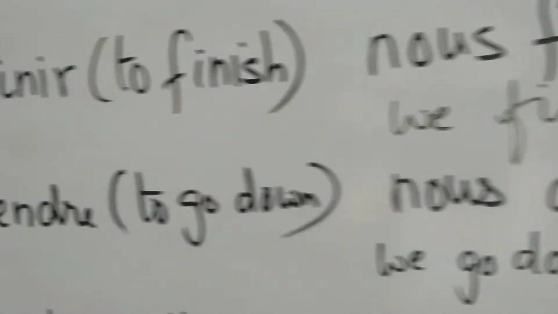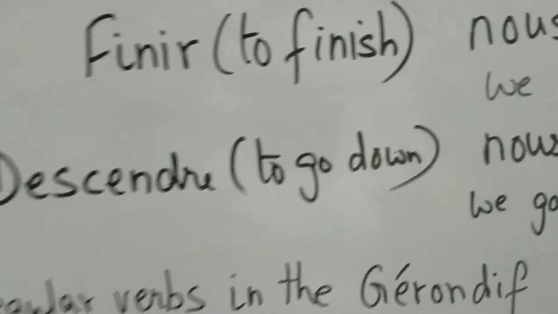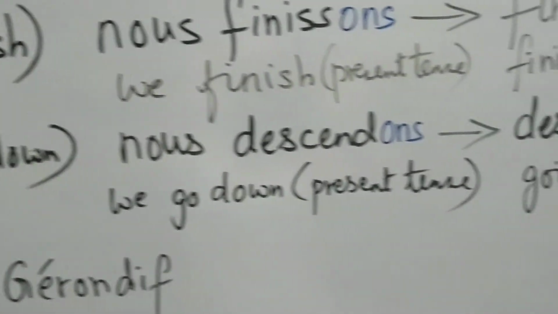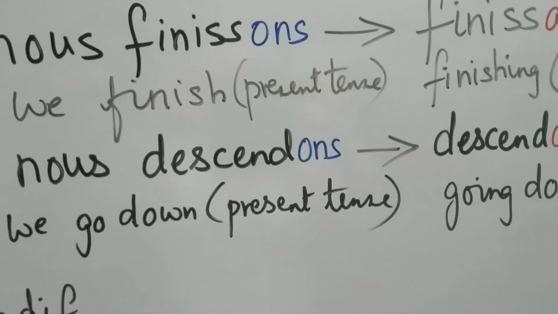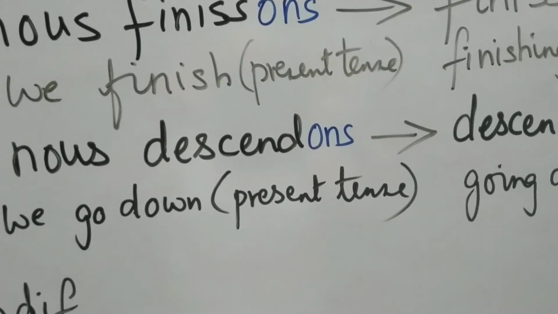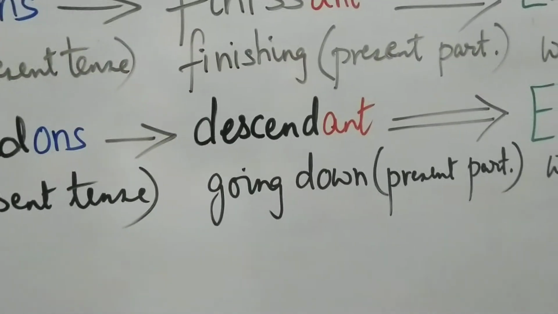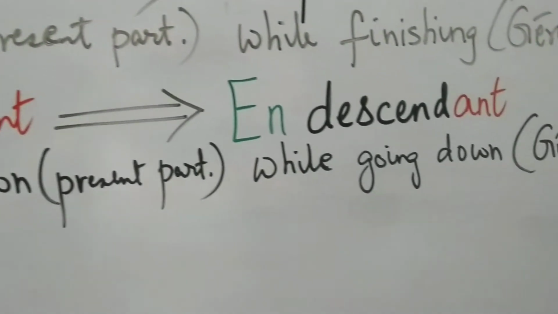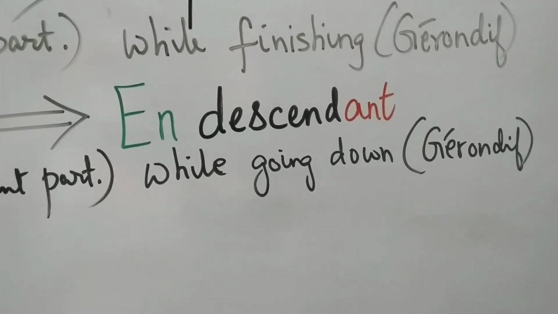Similarly, if you take an re verb, I have taken the verb descendre, which means to go down or to get down. If you conjugate descendre in the present tense, then you will get nous descendons. If you omit ons from it, you will have descend alone. If you add ant, you will get descendant, the present participle. If you add en before descendant, then you will get the gérondif, which means while going down.